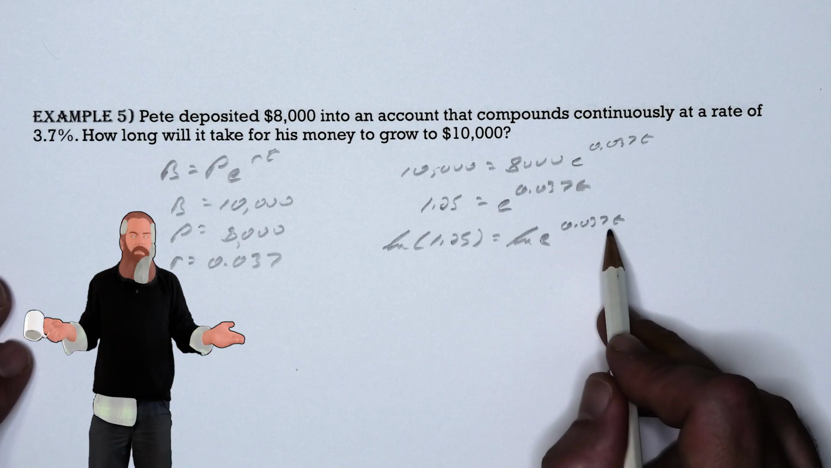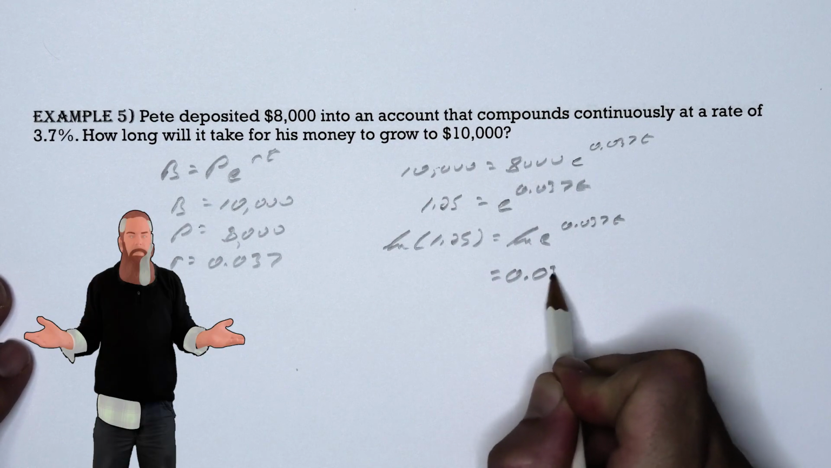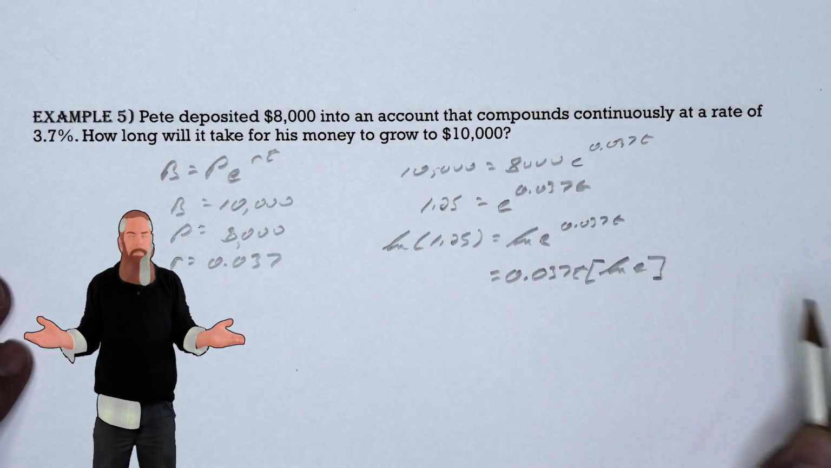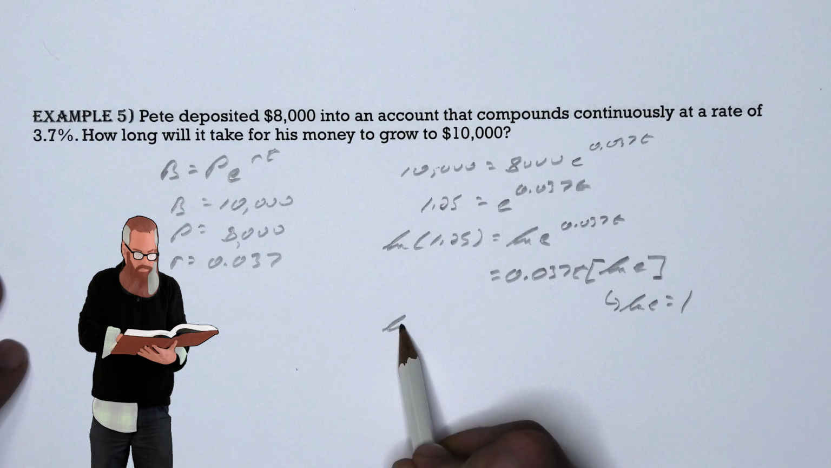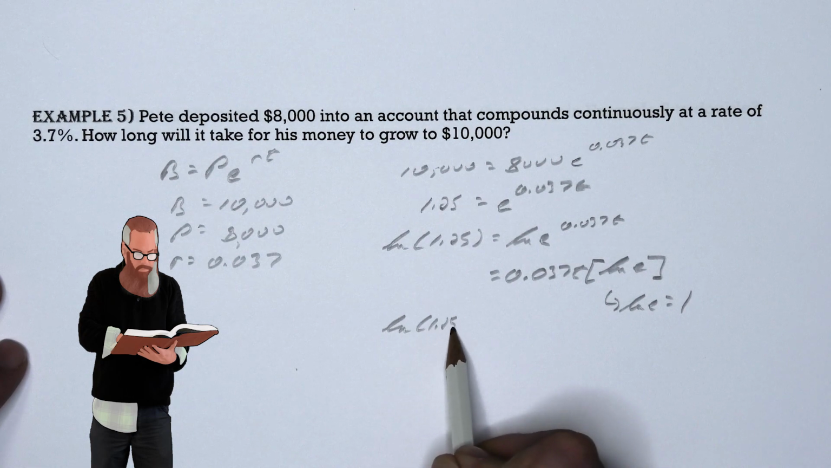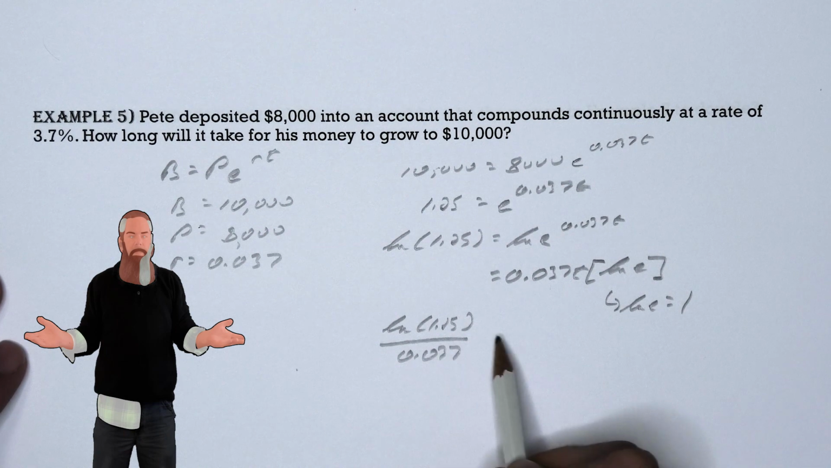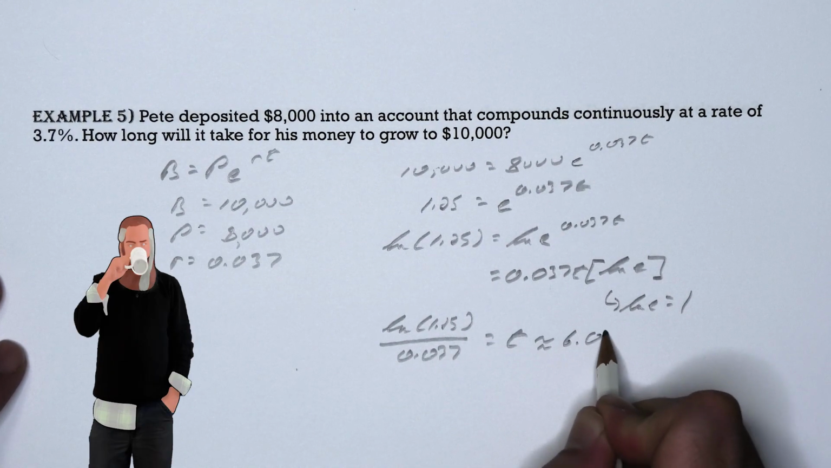Now this exponent up here does mean that we could rewrite this as 0.037t times ln of e. And let's remember that ln of e is equal to 1. So ln of 1.25 divided by 0.037 will be equal to t, and that is approximately 6.03.